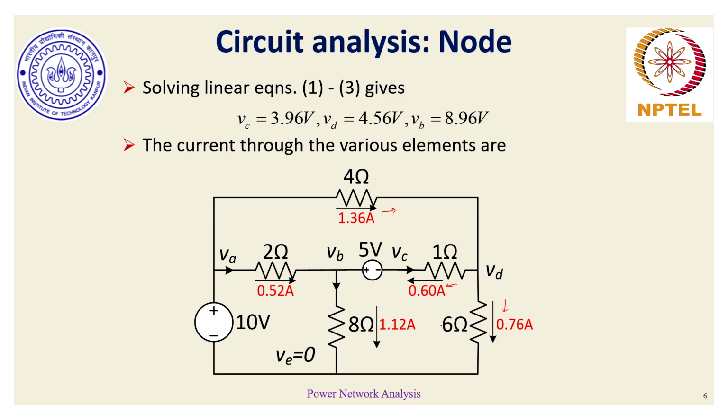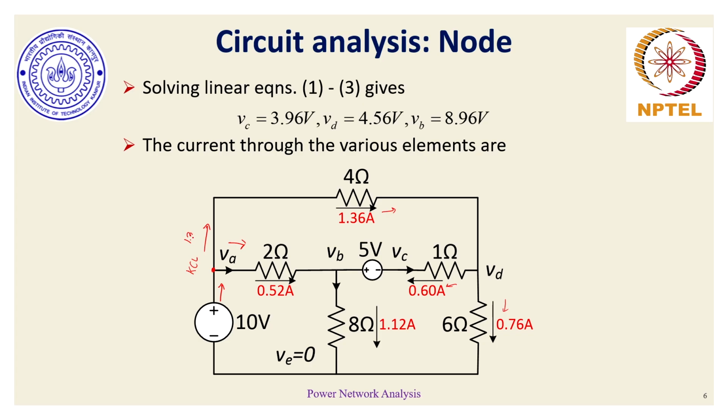It's important to note that if one were to figure out the current being delivered by this 10-volt voltage source, we would apply KCL at node A. When we apply KCL at node A, we see that there are 2 currents which are going out of node A.